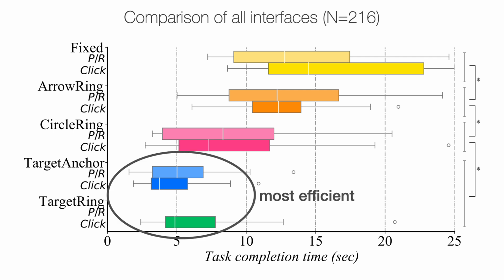Our first observation is that the 2 target-based interfaces were the most efficient among the different types of interfaces, saving up to 10 seconds on average when compared to the less efficient interfaces. This difference was statistically significant, and there was no difference between the target ring and target anchor interfaces. This finding is expected, since the movement-based interfaces require tracing a path to the target and therefore require more time.